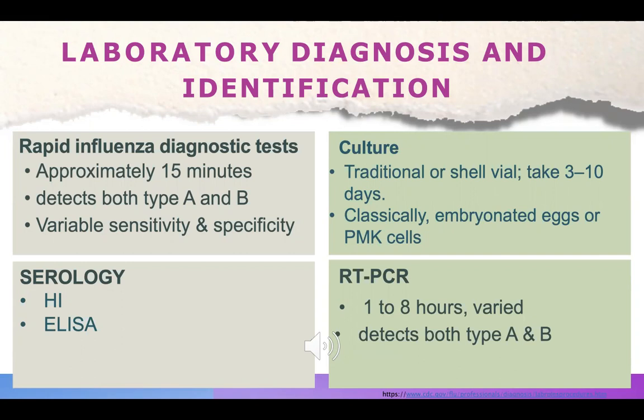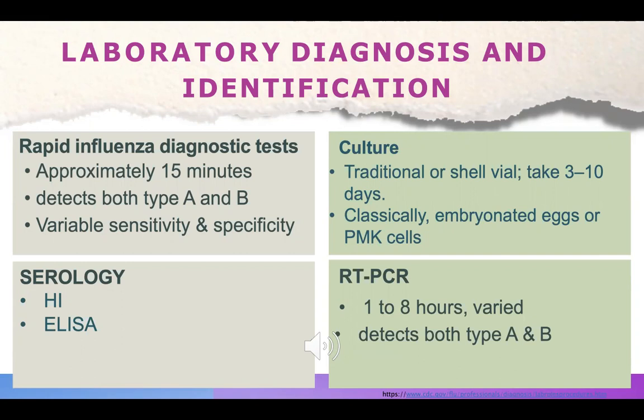So what are the different methods that we can use for identification of the flu virus? Of course, we have the PCR, specifically RT-PCR. They are actually preferred for diagnosis of influenza because of their sensitivity and specificity.